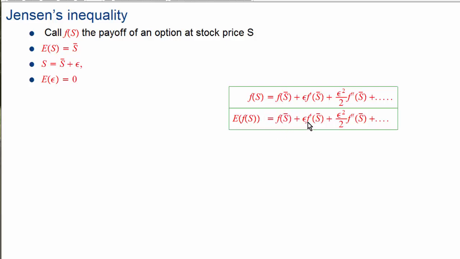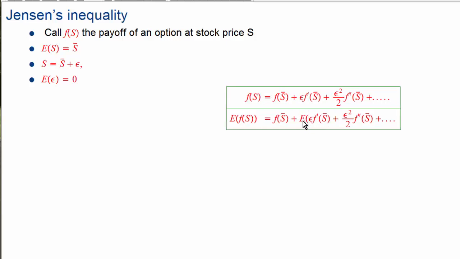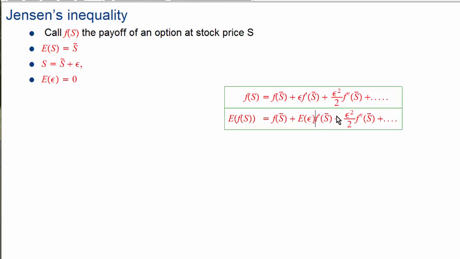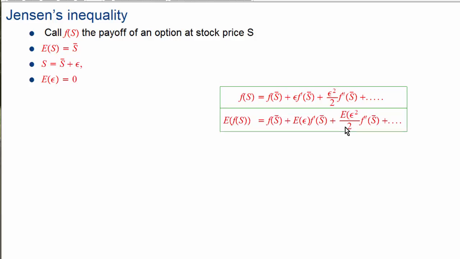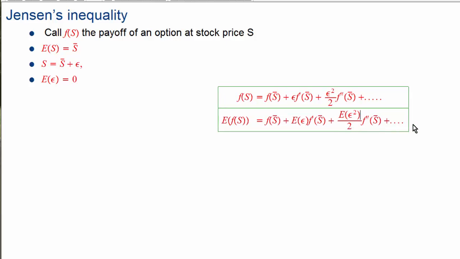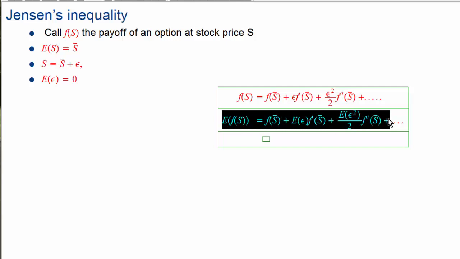So this stays the same. The expected value of epsilon f prime of S bar: again, S bar is a constant, so f prime of S bar is a constant. So the only thing I have to take expected values of is epsilon. Again, the second derivative is a constant, so I'm just taking the expected value of epsilon squared here, because that's the only random part. And then there are some dot dot dots. Now, what do we have here? To get from this step to this step, I've taken the expected value of both sides.